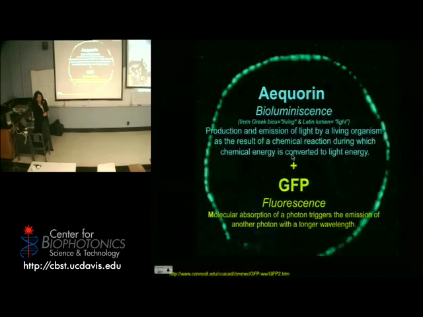The second process happens with a protein that is called green fluorescent protein, and its fluorescence is different than bioluminescence. In fluorescence, you have molecular absorption of a photon that triggers the emission of another photon with a longer wavelength. There's no chemical reaction happening here. In bioluminescence there is a chemical reaction that converts chemical energy to light. In this case, it's absorbing light of a different wavelength and emitting light in a different color. Okay, I'm going to explain this a little bit more, but it's a two-step process here.